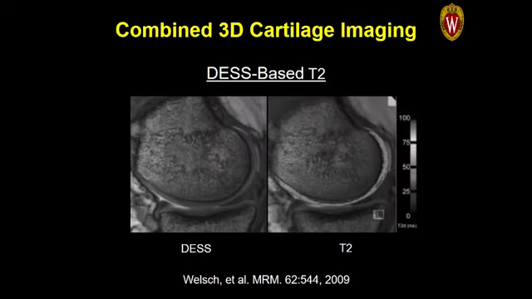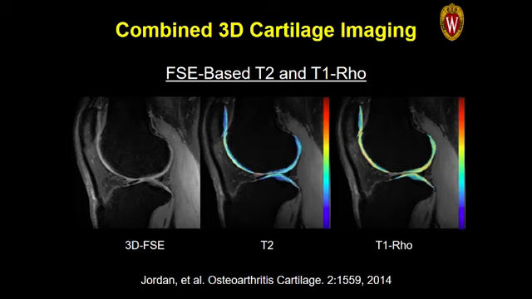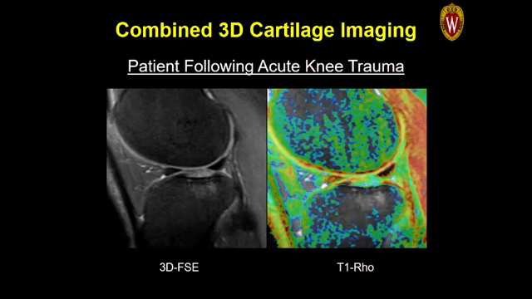Siegfried Trattnig's group in Vienna described the use of a DESS-based T2 mapping sequence to evaluate the articular cartilage of the knee joint. And Dr. Brian Hargreaves' group at Stanford used a DESS-based method in order to create T2 maps and diffusion maps at the same acquisition time. And Dr. Garry Gold's group, also from Stanford, developed a fast-spin echo-based method to create either T2 maps and T1 rho maps. This slide illustrates potential clinical applications of this combined three-dimensional morphologic and quantitative cartilage imaging.